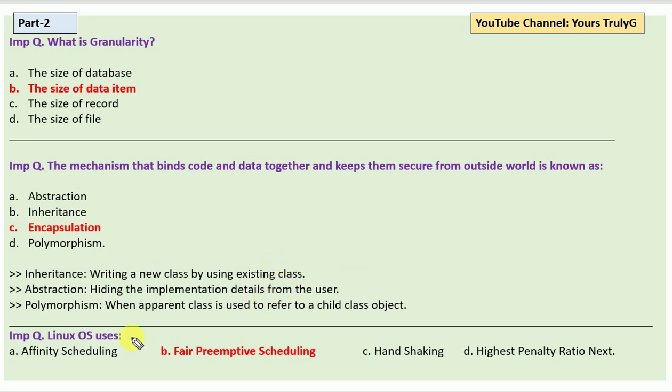Now the next question: the Linux operating system uses what? Affinity scheduling, fair preemptive scheduling, handshaking, or highest penalty ratio next? The correct answer you have to remember is that the Linux operating system uses fair preemptive scheduling. I hope this question also gives you a better understanding of a few areas of information technology.